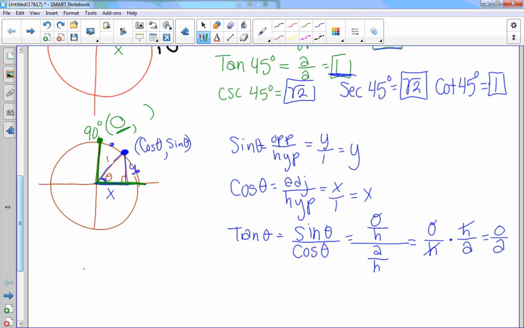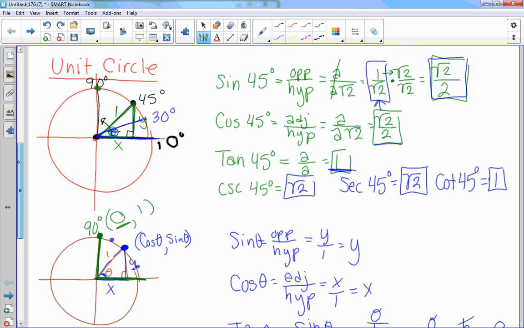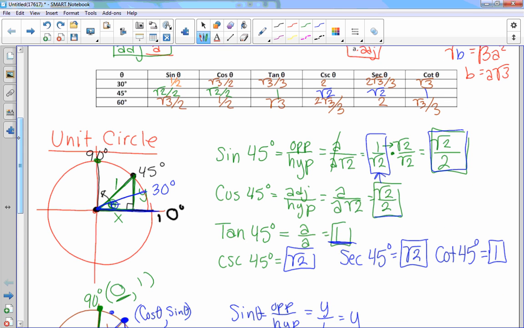What's the y-coordinate? It's a unit circle with a radius of 1. It's 1. So (0, 1). So if we fill in our chart and add an extra line for 90 degrees, we find sine is 1, cosine is 0. Tangent is always sine divided by cosine.